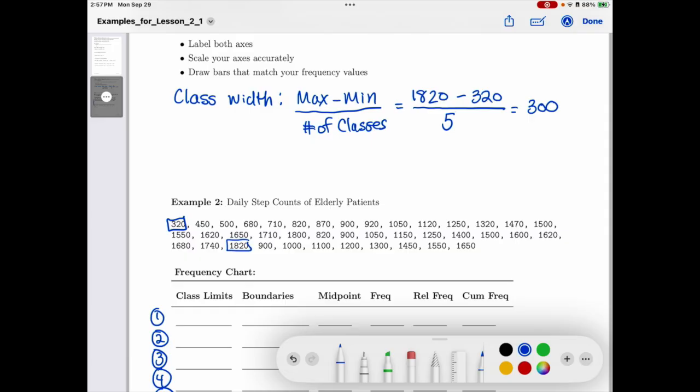The class width is always going to get rounded up at the end to the next whole number. Even if when you do your arithmetic, that value comes out to a whole number, you still want to round up to the nearest whole number. That way you have enough room in that last class to fit all of the larger numbers. We want to make sure that every single one of these values in our data set can fit into one of these classes. So that's why we always want to round up, even if our calculations give us a whole number. So our class width here is 301.